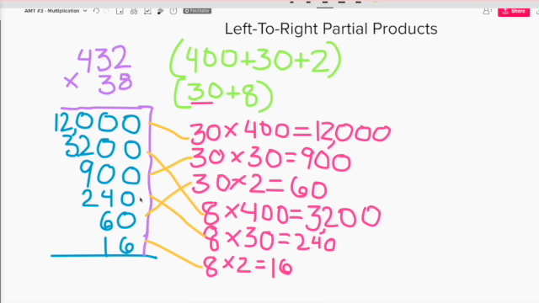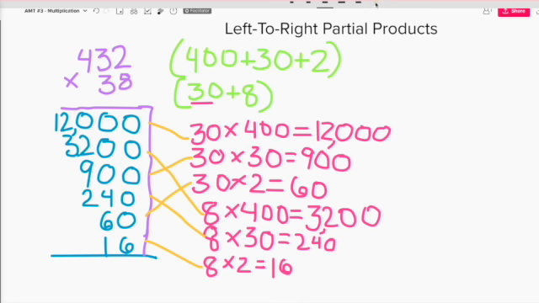So I drew little lines so you can see where each of these numbers came from in order to make it a little bit easier to understand. So now that we've done the distributive property, we have all of these numbers ready to go. All we need to do to get our final product is add them together.